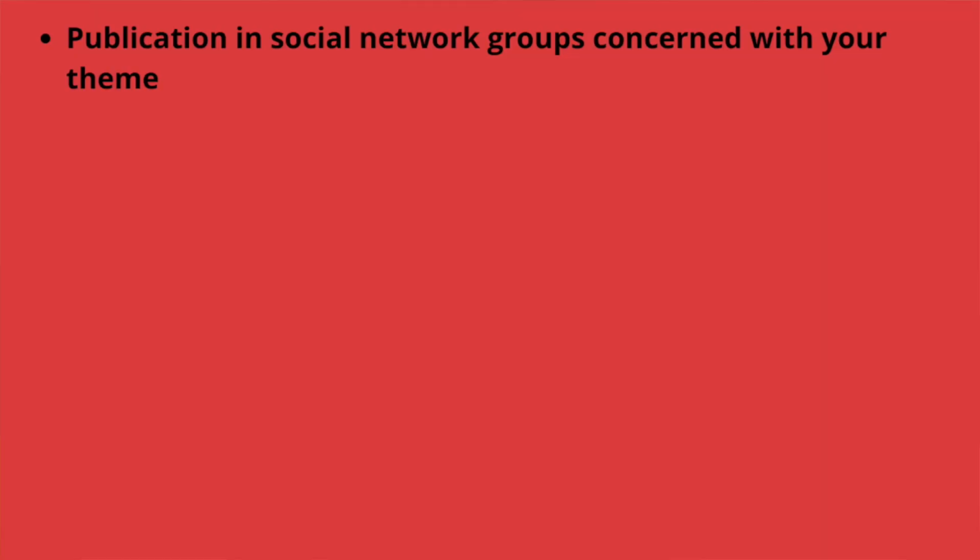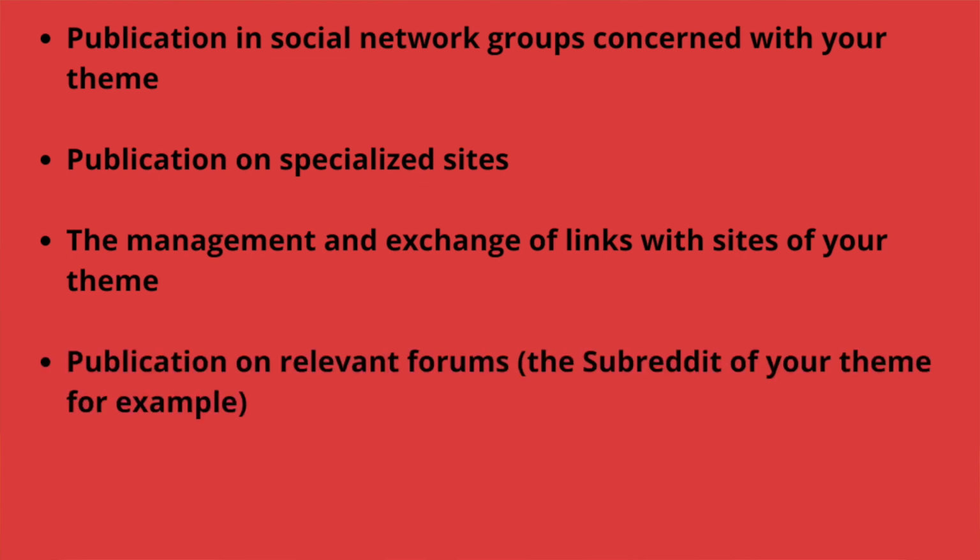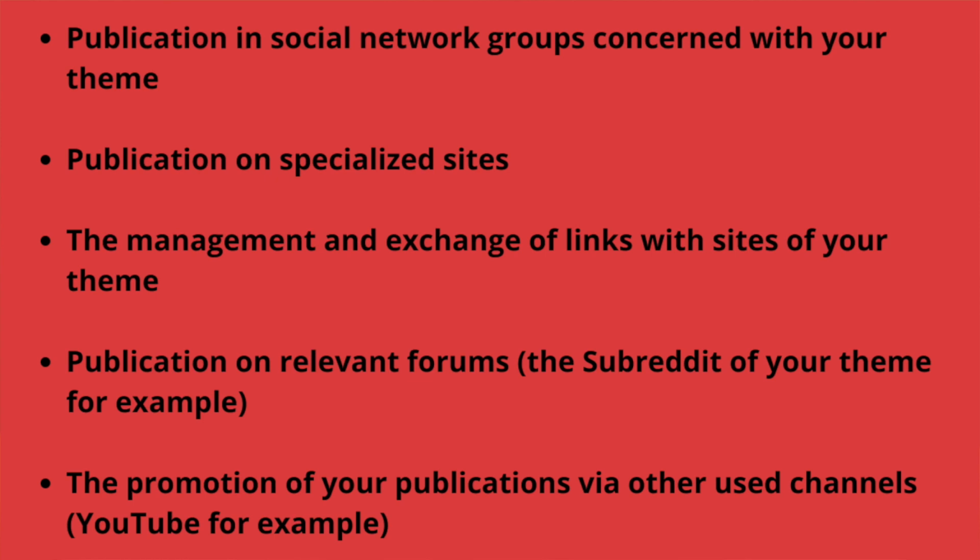That was the two ways of automating the promotion of your blog post on HubSpot. Of course, at the beginning, it would be useful to add to this method some manual way of promoting your content by using the following methods. Publication in social network groups concerned with your theme, publication on specialized sites, the management and exchange of links with sites of your theme, publication on relevant forums, the subreddit of your theme for instance, and the promotion of your publication via overused channels like YouTube for instance.